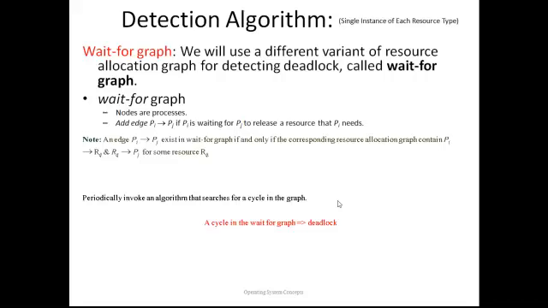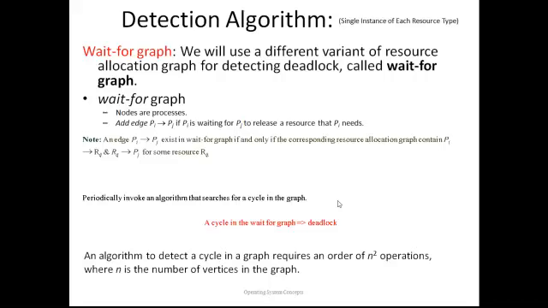Periodically invoke an algorithm that searches for a cycle in the graph. A cycle in the wait-for graph implies deadlock. An algorithm to detect a cycle in a graph requires an order of n squared operations, where n is the number of vertices in the graph.